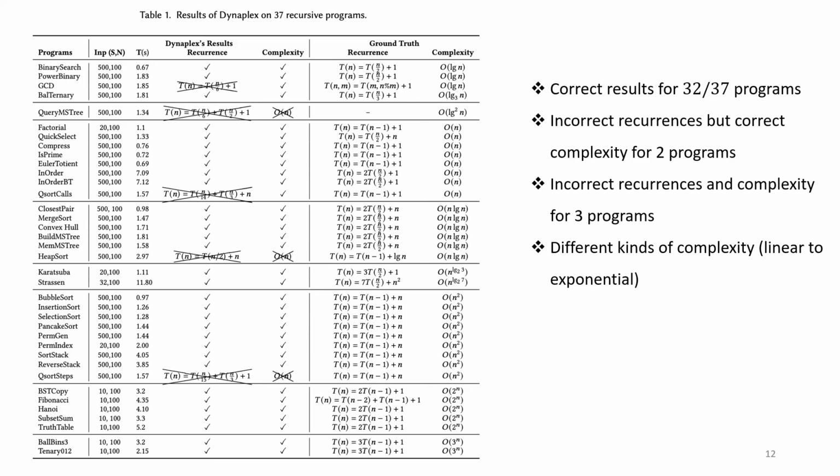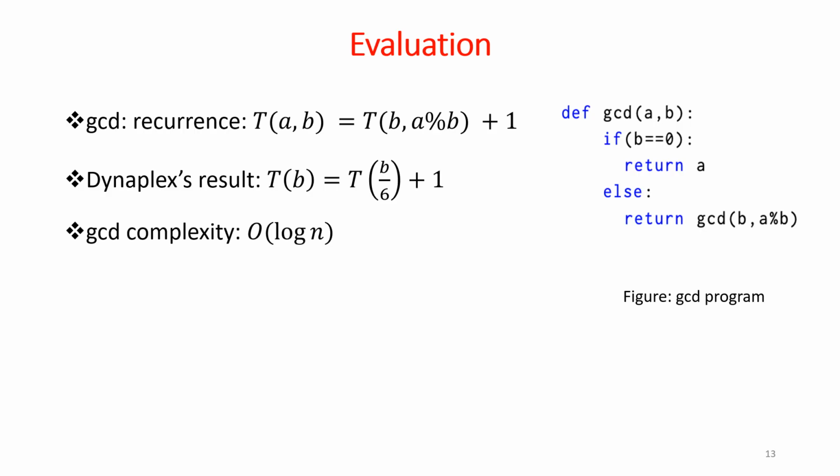As shown on the previous slide, Dynaplex computed an incorrect recurrence for the GCD program. However, it computed the correct complexity. On this slide, we can see an implementation of GCD, which is the greatest common divisor program. And as we can see in the recursive call, the size of input is neither divided nor subtracted by a constant. However, they use a modulus operation.